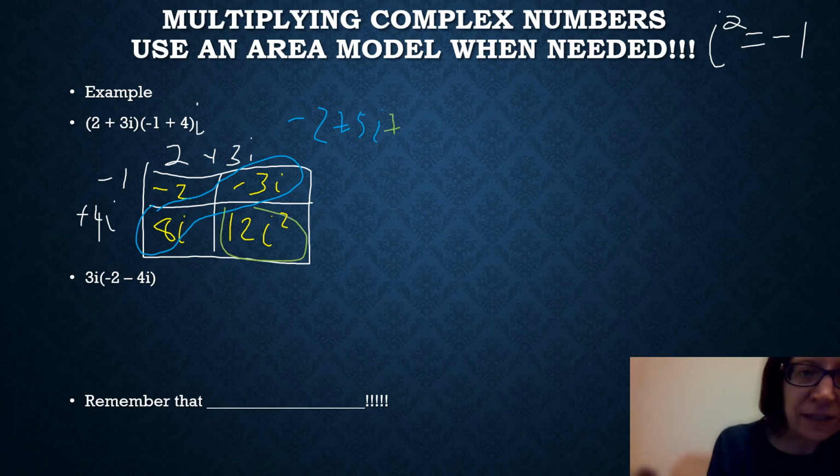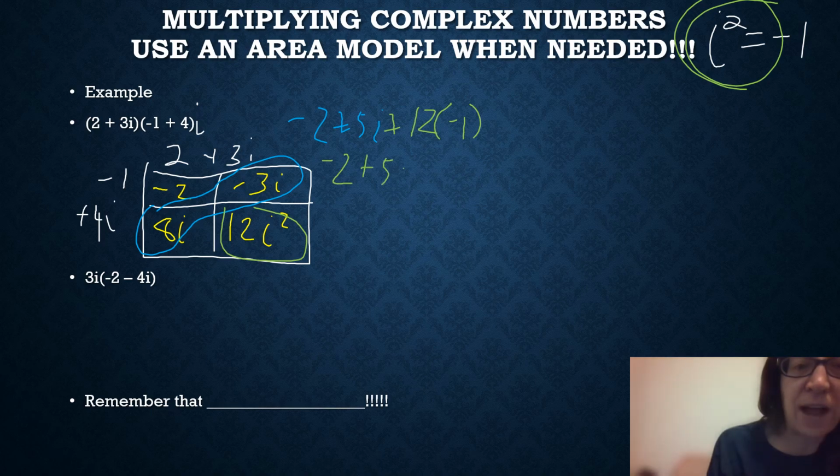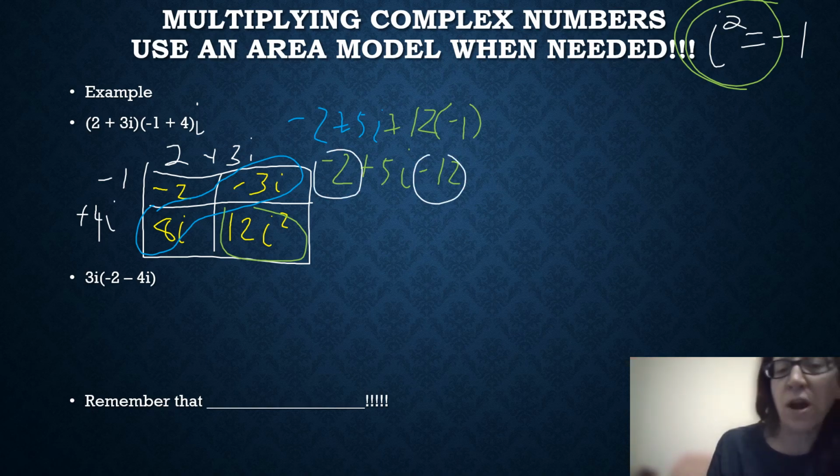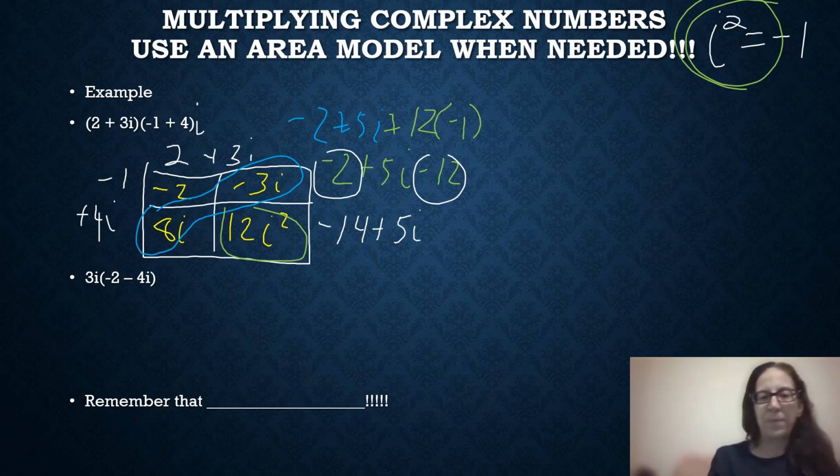Plus 12, but remember what i squared is. i squared is negative 1. So I have negative 2 plus 5i. 12 times negative 1 is negative 12. And then what you'll notice is we can actually simplify it more. Negative 2 plus negative 12 is negative 14 plus 5i.